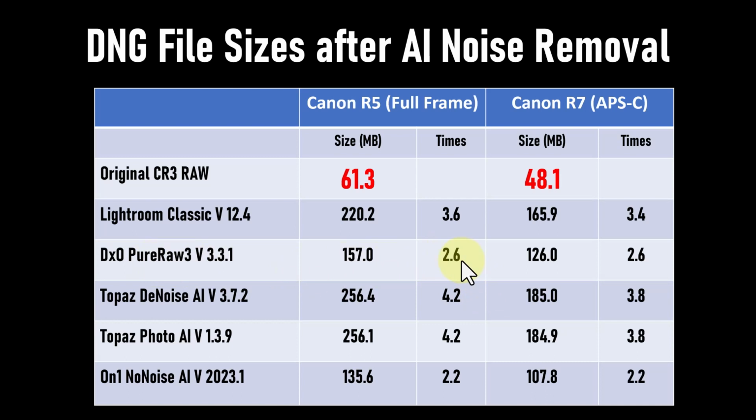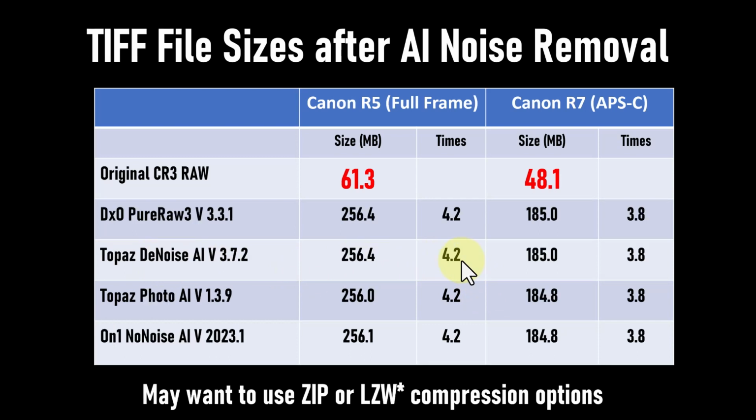How about TIFF? You see results that are very consistent regardless of what tool we use. For the full-size camera, all of them gave me about a factor of 4.2, 256 megabytes, 4 times larger than the original RAW. For the Canon R7, 3.8, basically almost a factor of 4. A little less, a little more, but TIFF files are going to be much larger.